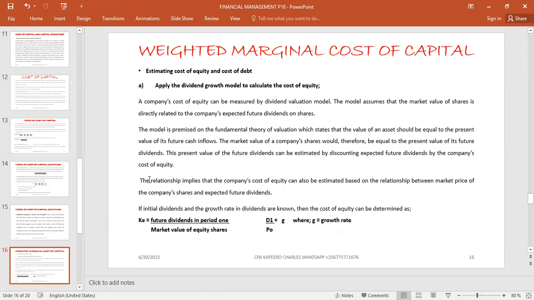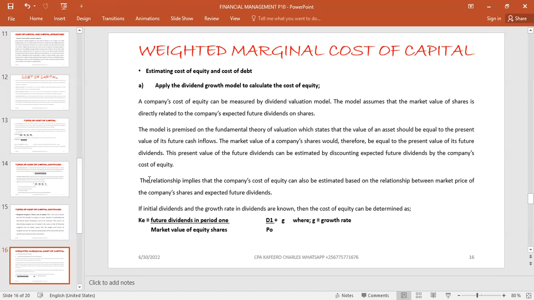Then the last one is the weighted marginal cost of capital. Here we are going to look at how we can estimate the cost of equity, the cost of debt, and others. We are going to have a question that comes from this when you're computing the weighted marginal cost of capital, and the other one, which is the one for the average.